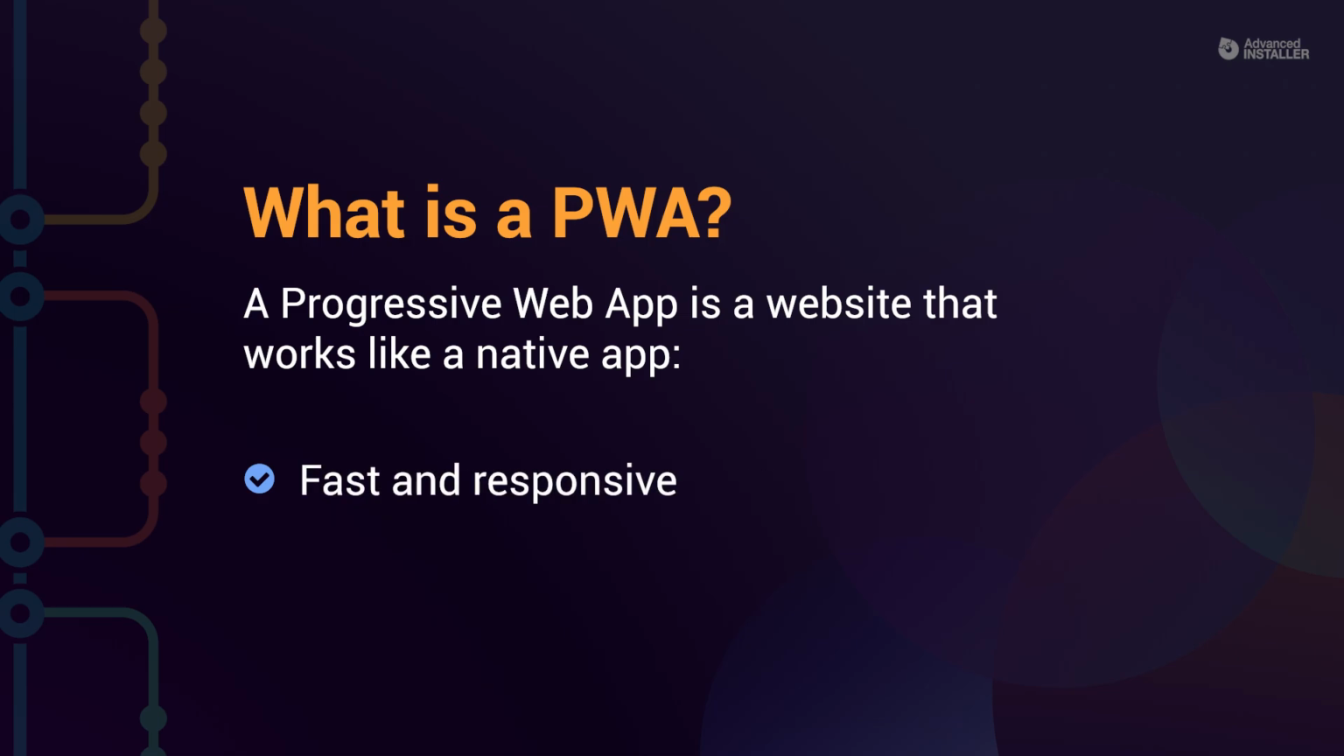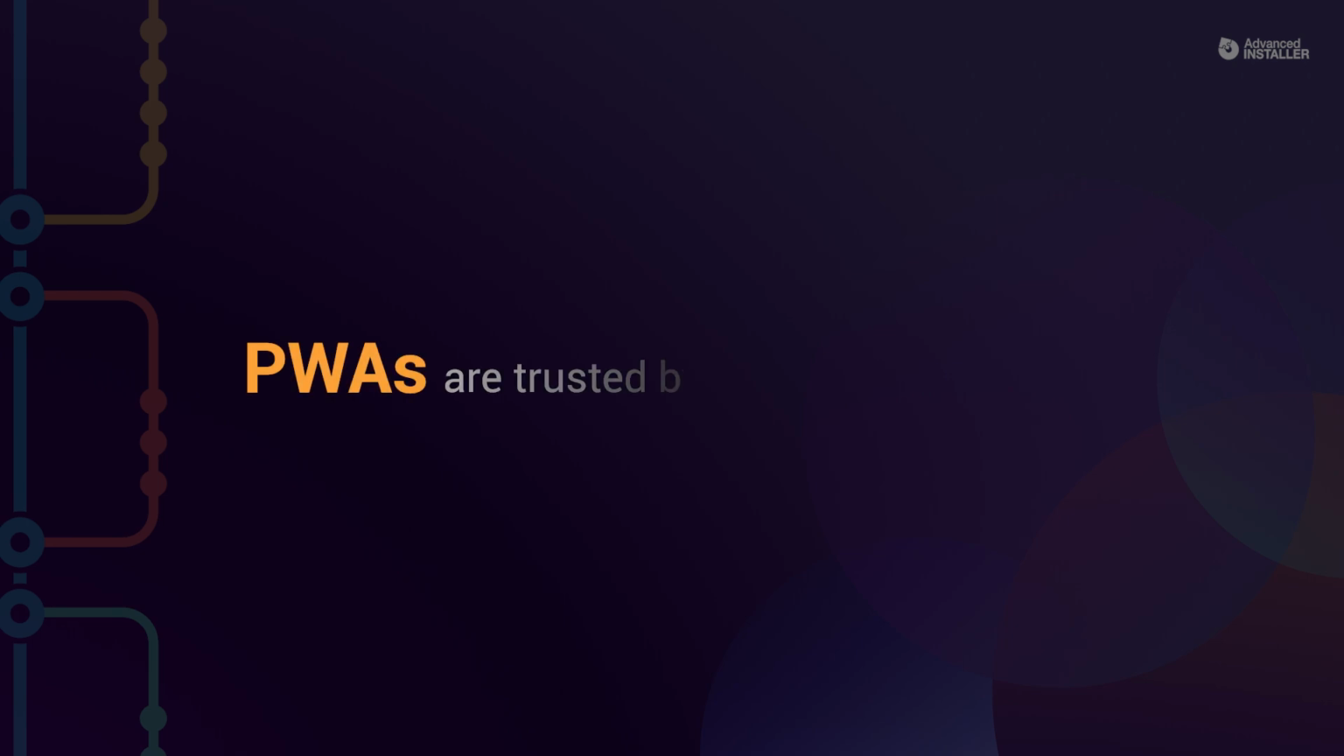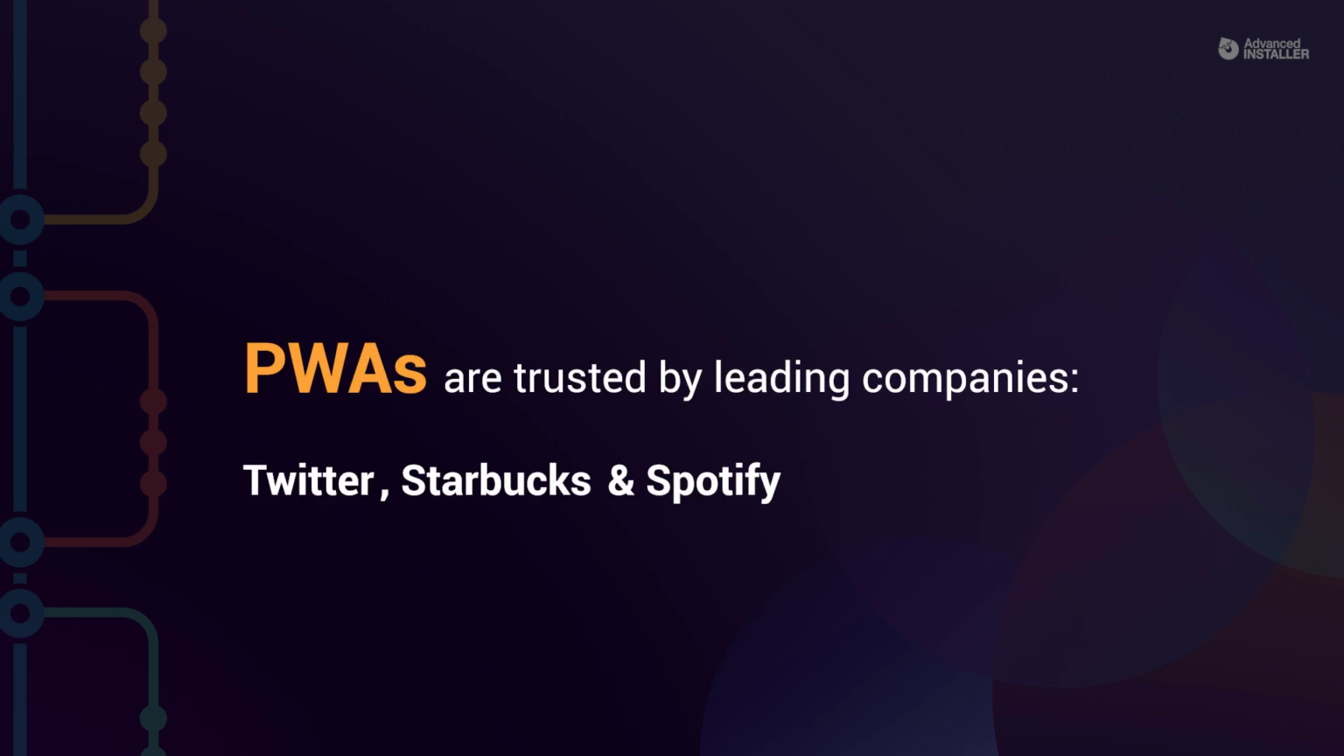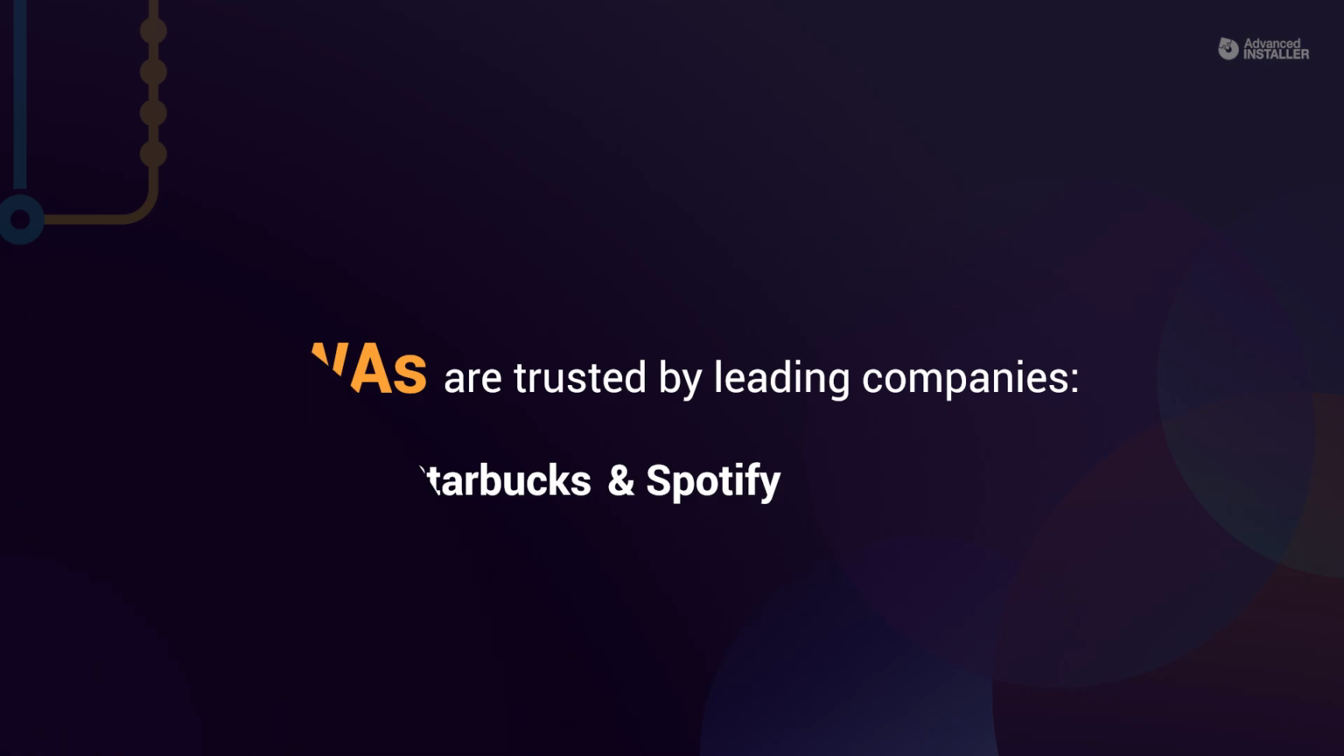PWAs usually offer fast performance and offline access. They are secure because they are using the HTTPS protocol. Also, they offer additional functions like push notifications and an app-like experience. We already have some big companies like Twitter, Starbucks, and Spotify, which already use PWAs to improve their services.